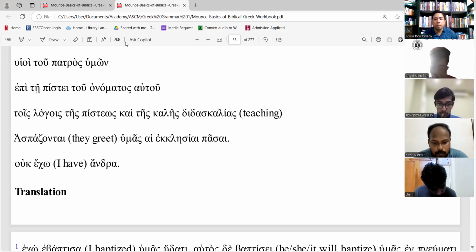Yeah, let's try this, Cherin, one by one. So, do you remember te pistei? The word pistei comes from the word pistos, right? This is a new vocabulary. Which is translated as faith or belief.